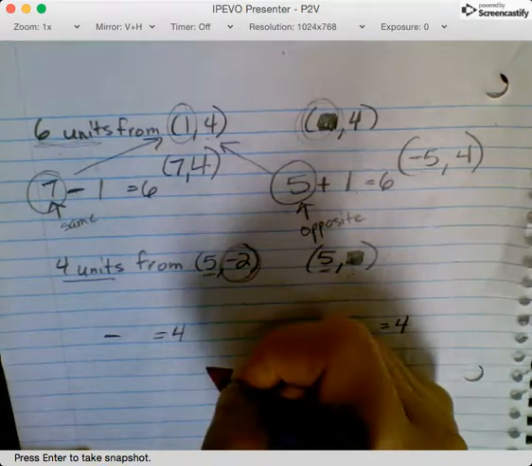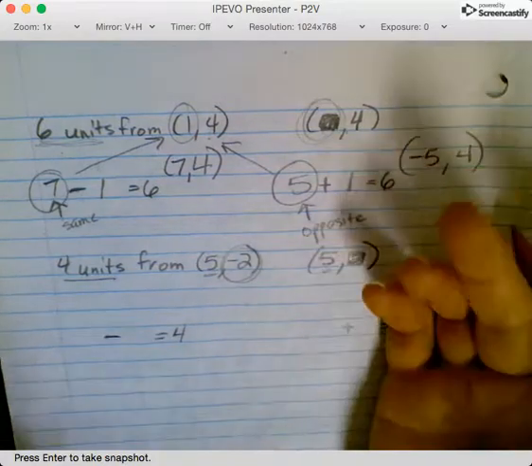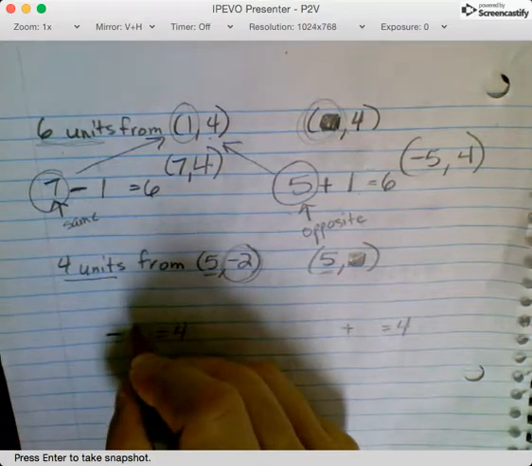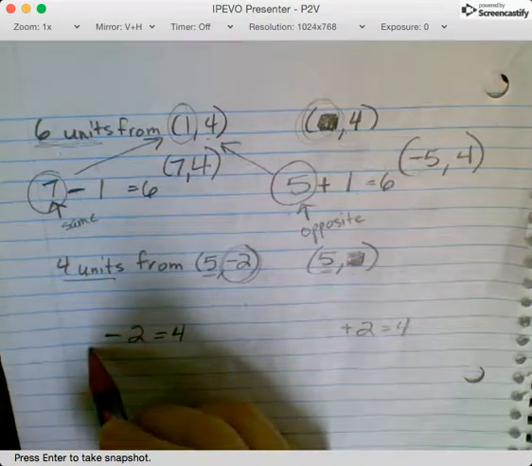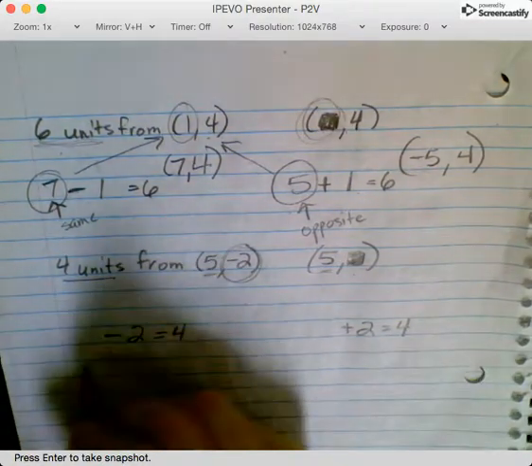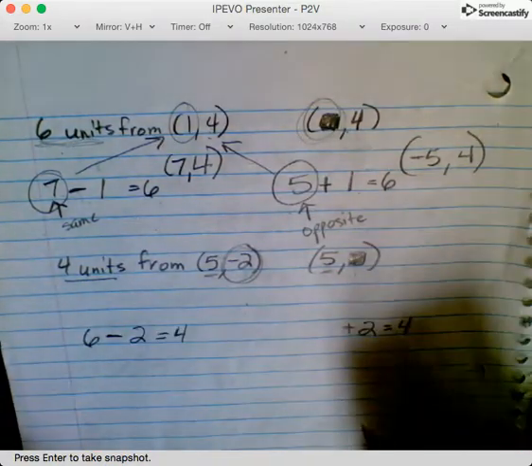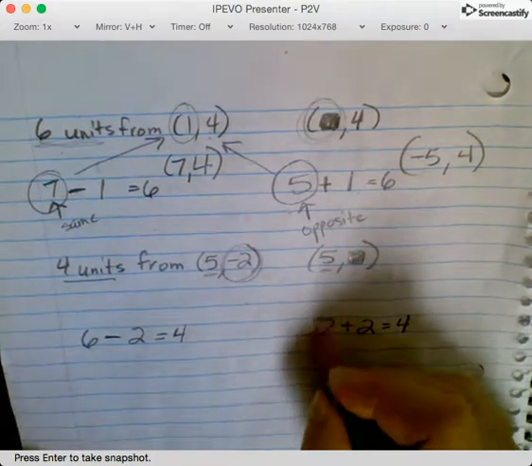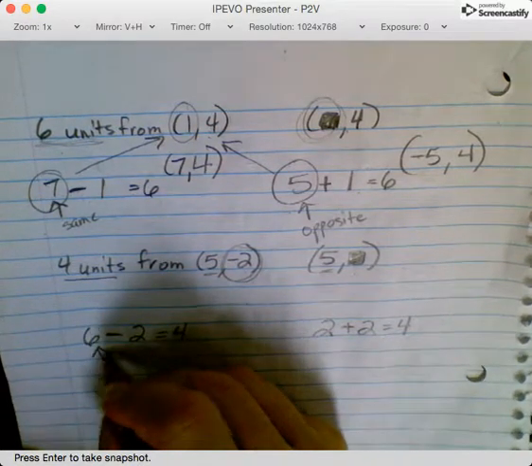Remember from before, you use the absolute value of negative 2, which is positive 2. So we're not going to use negative 2, we're going to use positive 2. What take away 2 equals 4? We would put 6. 6 minus 2 equals 4. What plus 2 equals 4? That would be 2 plus 2. And again, same sign, subtract.